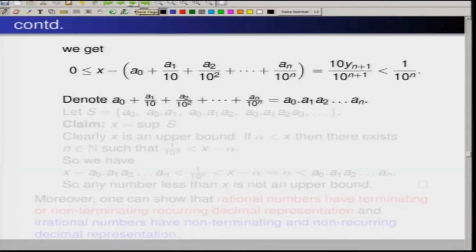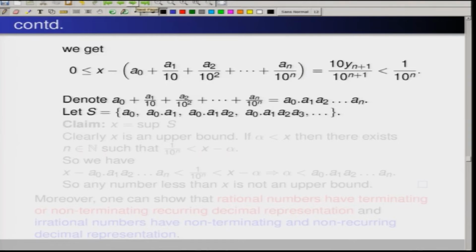Now, denote a0 plus a1 by 10 plus a2 by 10 square up to an by 10 to the power n as a0.a1a2 up to an. This is the decimal representation of this. Okay, now this is the technical part.